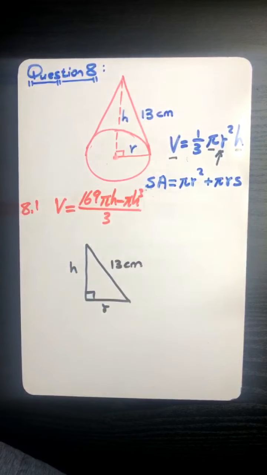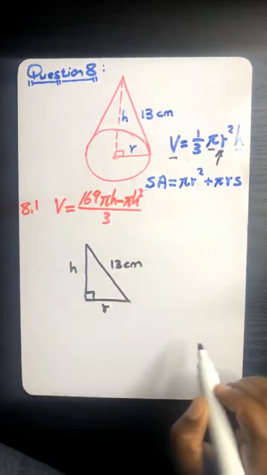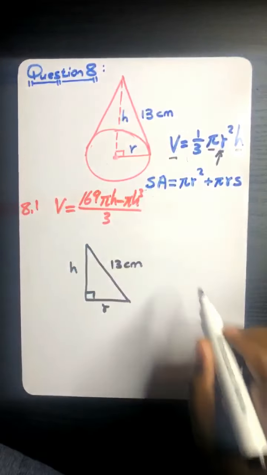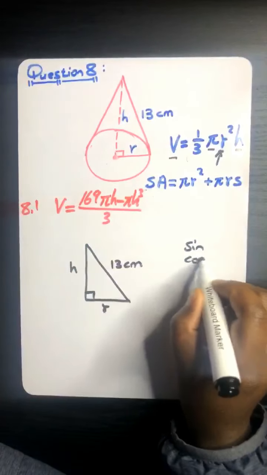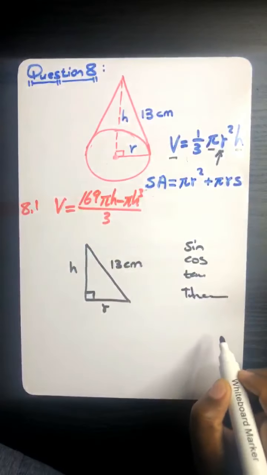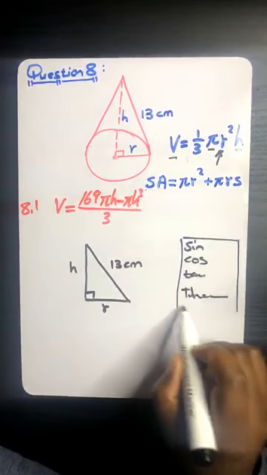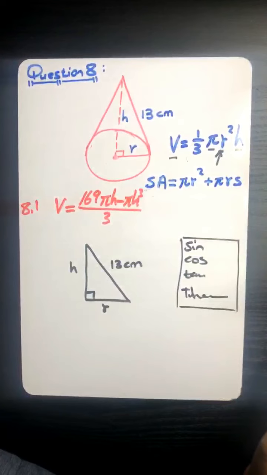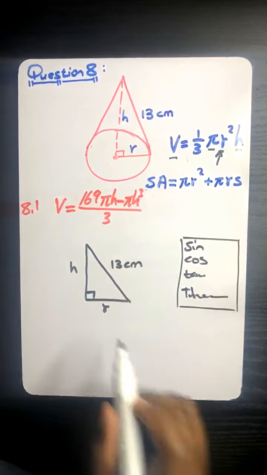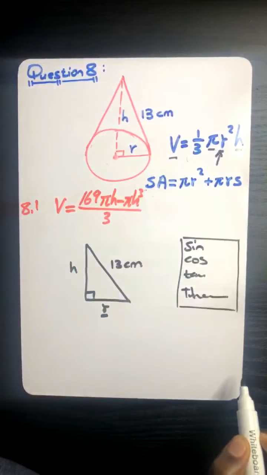Yes. So always, good people, if you have a right-angled triangle, it means you can use sine, cos, tan, or the theorem of Pythagoras if necessary. So it all depends on what you want to calculate. Then it means you can use any of these if you are dealing with a right-angled triangle. So now, what exactly do we want to do, good people? We actually want to make this the subject of the formula.